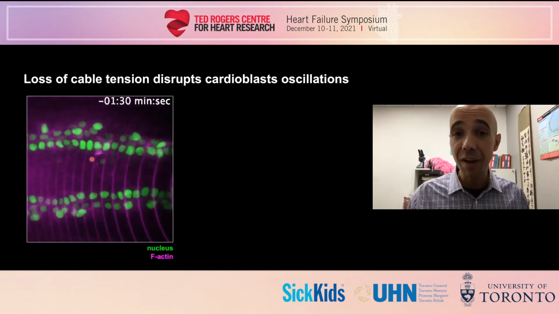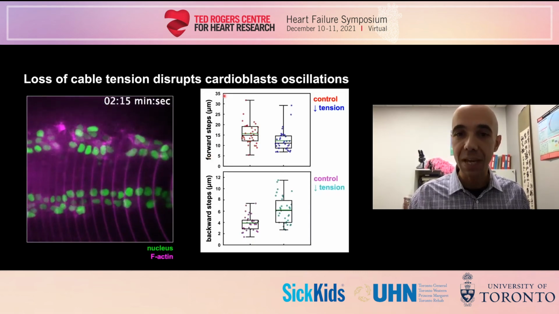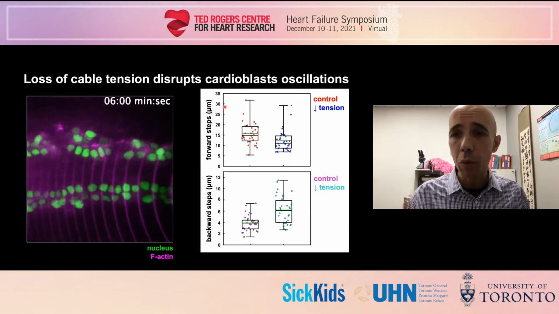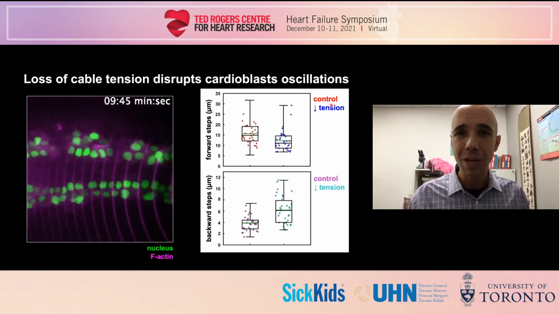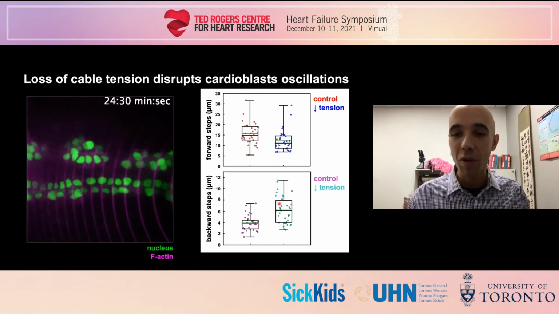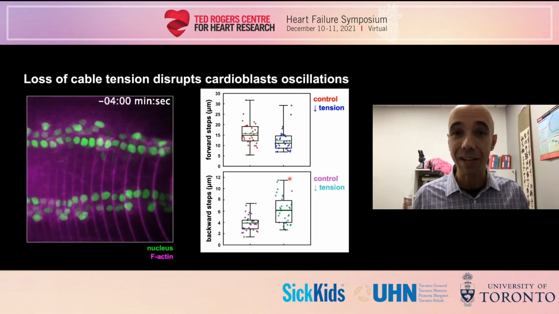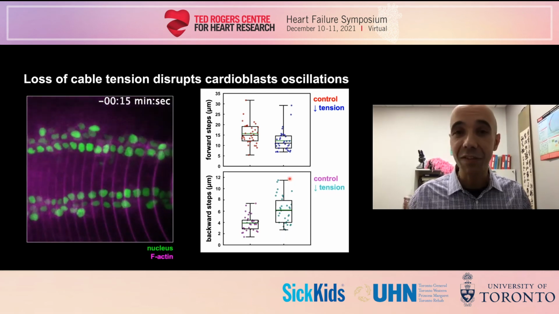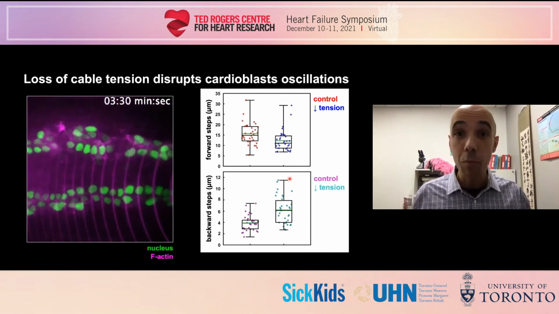So we can quantify the amplitude of the forward steps. And what we find is that when we reduce tension at the cable at the trailing edge of the cardioblast, that amplitude decreases a bit. But perhaps more importantly, when we measure the amplitude of the backward steps of the cardioblast, we find that reducing tension increases that amplitude significantly. And of course, this has important effects in the movement of the cardioblast.